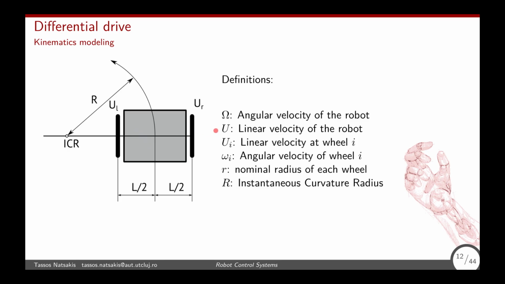Then I define certain velocities. I have the angular velocity of the robot, how fast it's rotating. I have the linear velocity of the robot, how fast it's translating. Then I have the linear velocity at each wheel. See that I produce some linear velocity here and here by rotating the wheels. So I have the angular velocity of each wheel. I have the radius of each wheel, how big the wheels are. And then I have this distance r, which is the distance to the instantaneous center of rotation, or the instantaneous curvature radius.